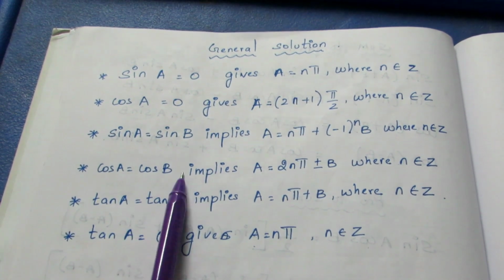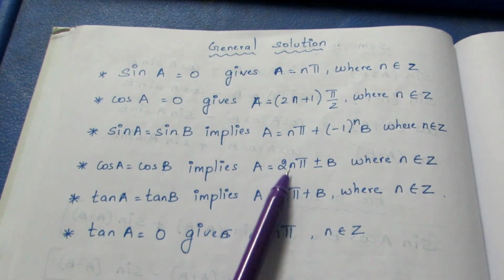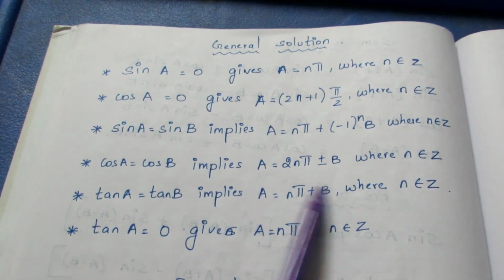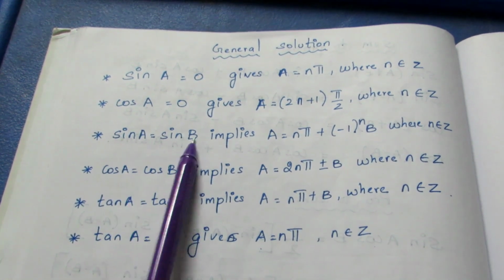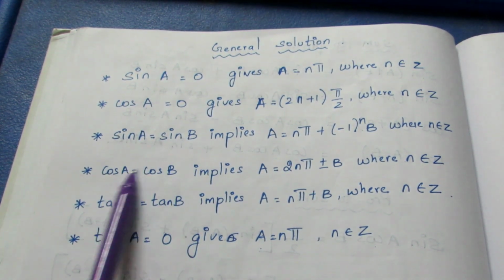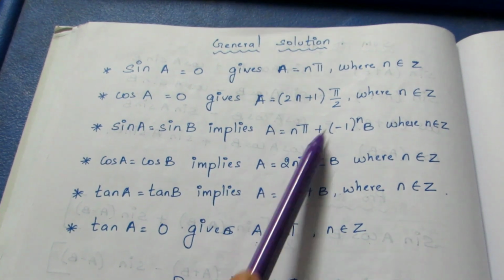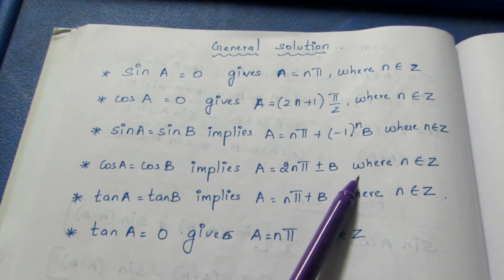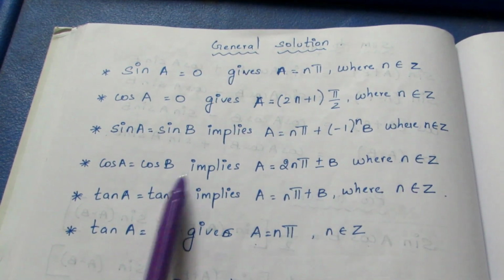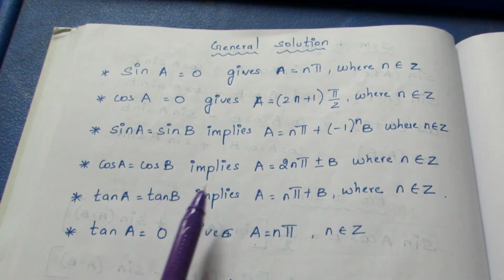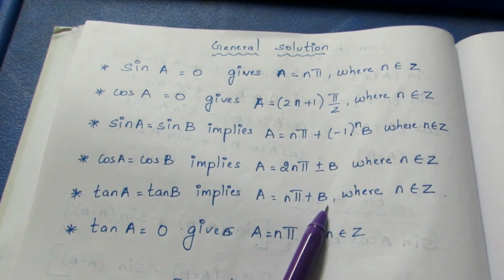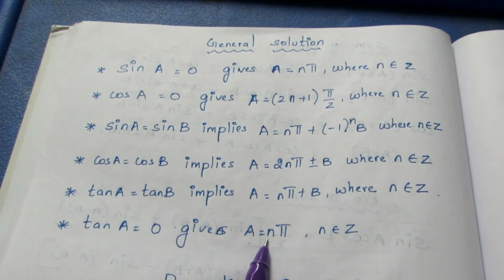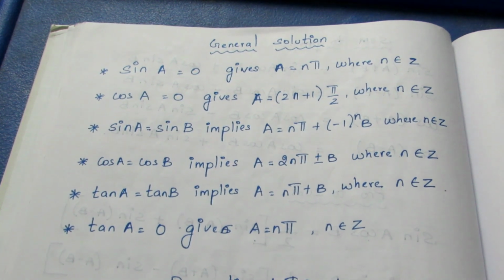Cos A equal to cos B implies A is equal to 2n pi plus or minus B. Here, everything is A is equal to, you need to get B. In the cases of sin A equal to sin B, cos A equal to cos B, but here it varies. If you multiply this inside, you will get this. So it's 2n pi plus or minus B, where n belongs to integers. Similarly, tan A equal to tan B implies A equal to n pi plus B, where n belongs to integers. Tan A equal to 0 gives A equal to n pi and n belongs to integers.